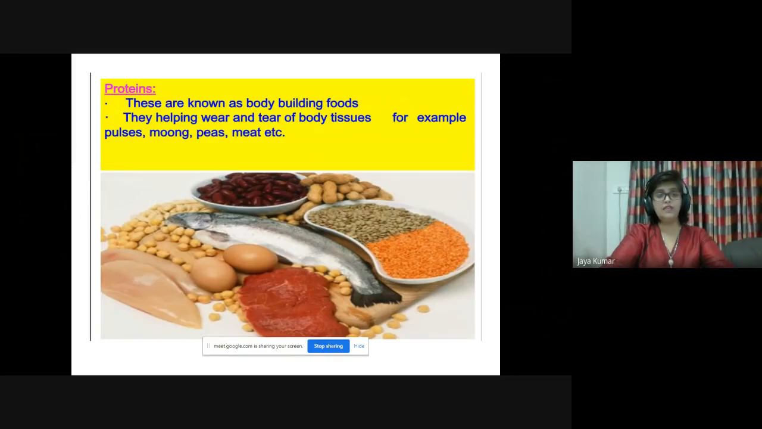Proteins. These are known as bodybuilding foods. They help us to repair wear and tear of the body tissues. Examples of protein-giving foods are pulses, for example, moong, peas, meat, fish, and a few dairy products also. A food source may be used as a source of more than one nutrient. For example, meat is a source of protein as well as fat. Dairy products are a source of protein as well as minerals and vitamins also.